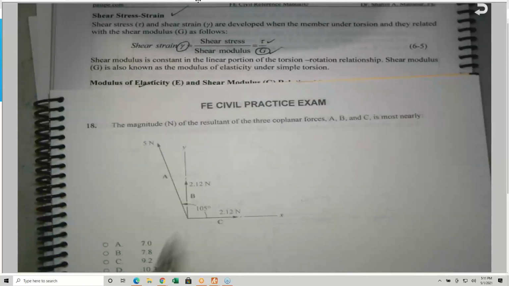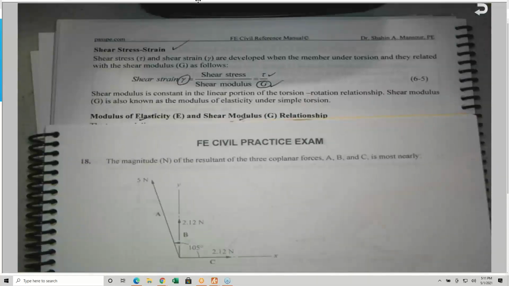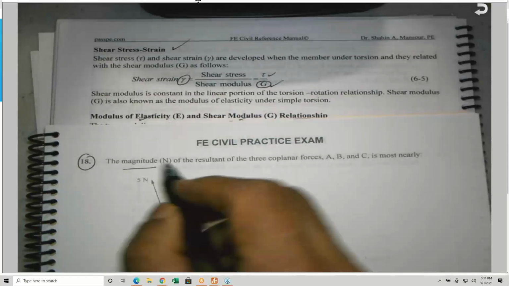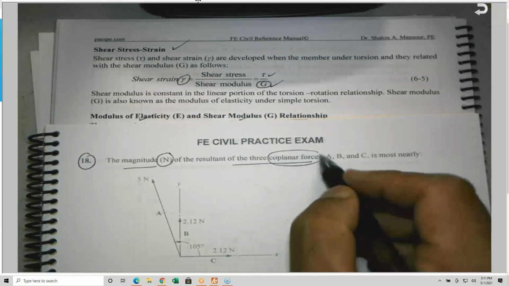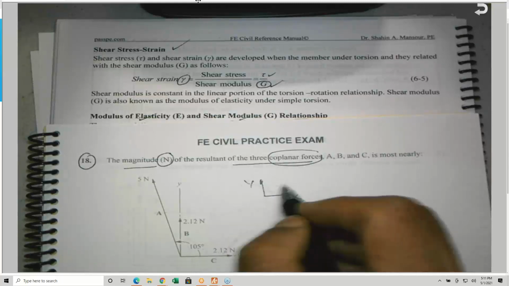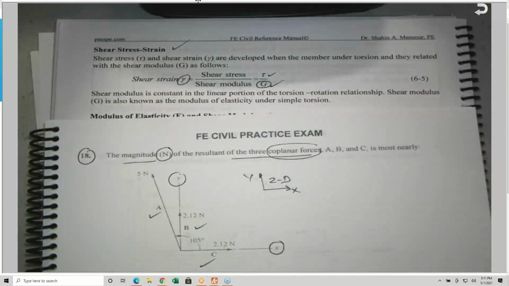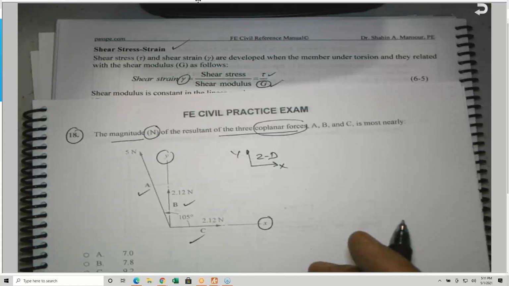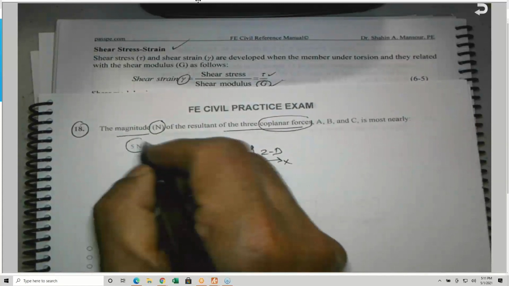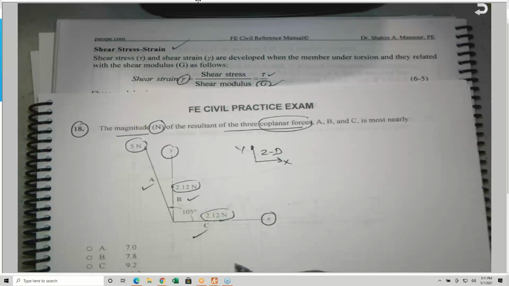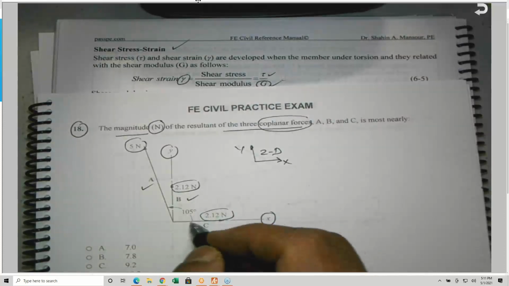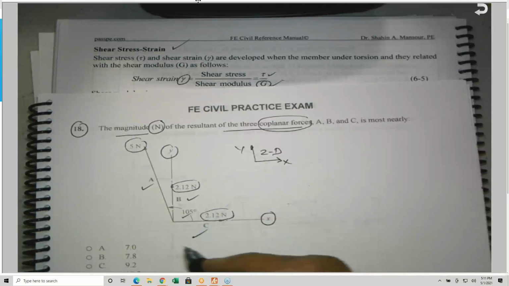And we need to be ready. For example, this is a problem similar to one of the problems that we solved. This is problem number 18, asking for the magnitude in Newtons of the resultant of the three coplanar forces. Coplanar forces mean a 2D system, X and Y, as we talked about before. They give you force A, force B, and force C, and the magnitude and direction are given for each force. This is 5 Newton, this is 2.12 Newton, and this is 2.12 Newton. As you can see, they give you two that are identical, so as not to confuse you, but you have to be careful. And the angle here is 105.